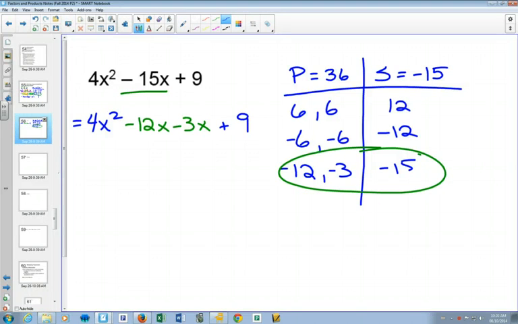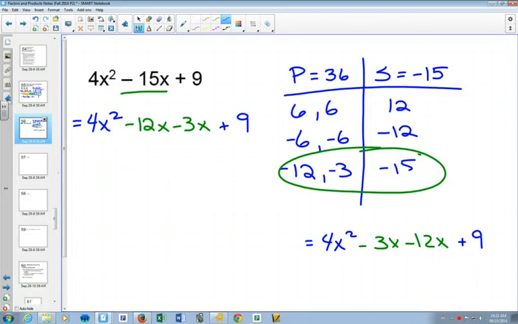Now, did anyone write 3 and 12 instead of 12 and 3? It won't make a difference if you wrote the 3 first or the 12 first. Your factoring will look a little bit different in the next step, just because the common factor you pull out will be different, but it will work out to be exactly the same. I'll do it over here just so you can see how it's exactly the same.